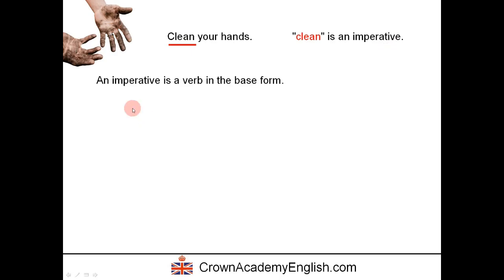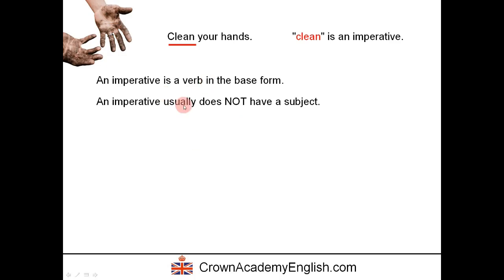So what is an imperative? Well, an imperative is a verb that is in the base form. Okay, notice this is the base form of the verb clean. And very important, an imperative usually does not have a subject. Notice that there's no subject here. We're not saying I clean, you clean, we clean. No, there is no subject. It is simply the verb in the base form.